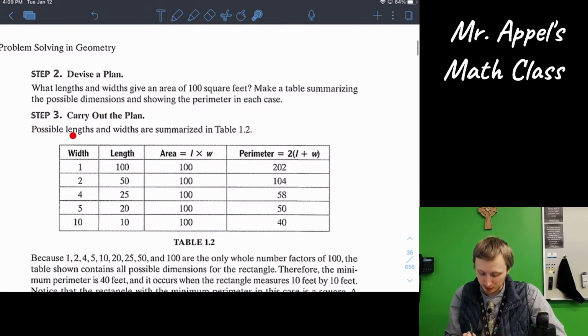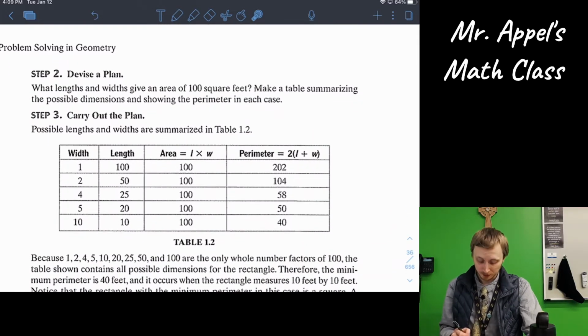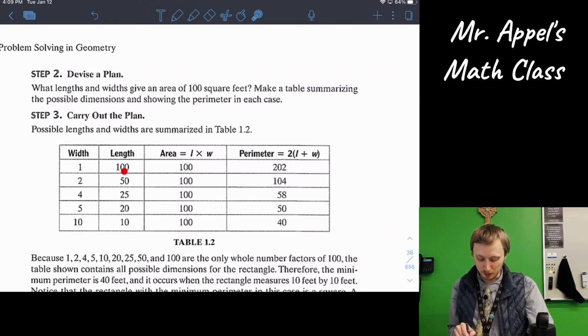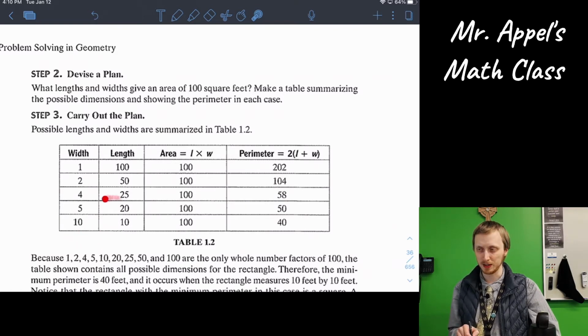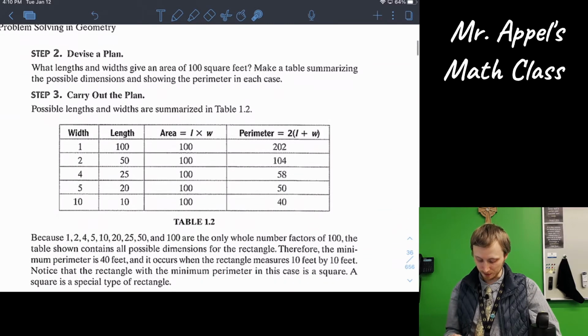Carry out the plan. Possible lengths and widths are summarized here. It could be 1 by 100, 2 by 50, 4 by 25, 5 by 20, or 10 by 10. And of course, we can go in reverse back to 20 by 5, but that would be the same thing as this. Every time the area given is still 100, but notice the perimeters. For a long, skinny rectangle, a 1 by 100, you get a perimeter of 202. And then it slowly decreases until the smallest value found is 40.